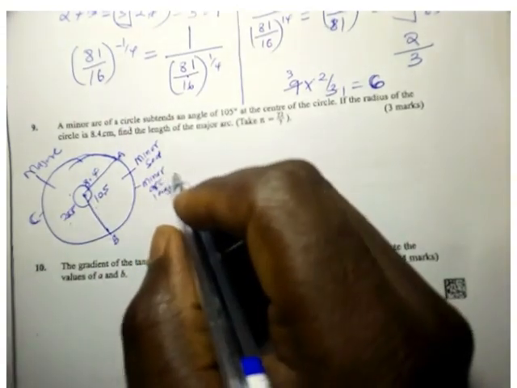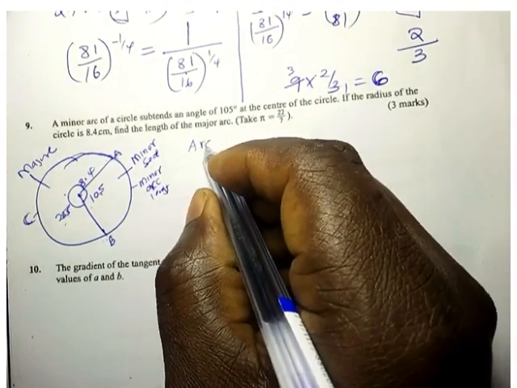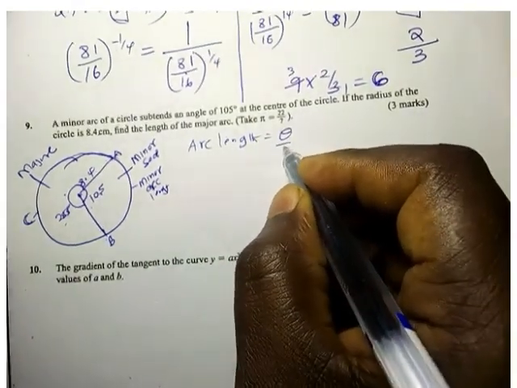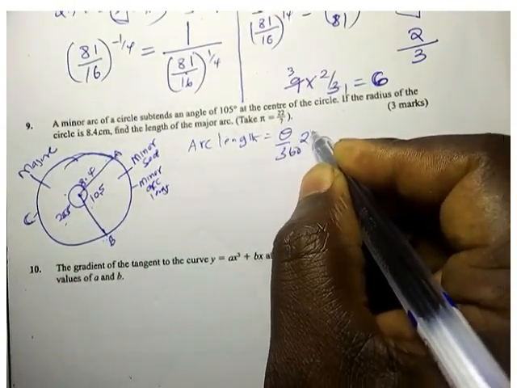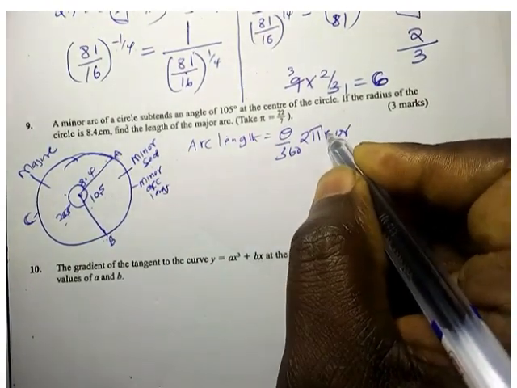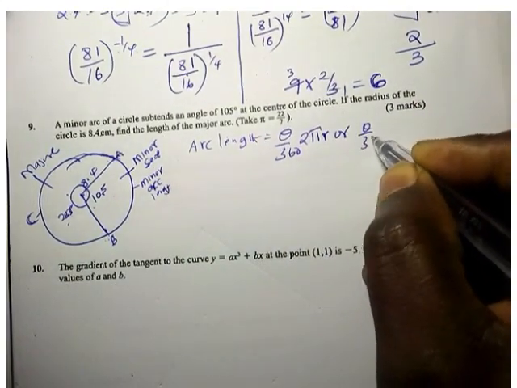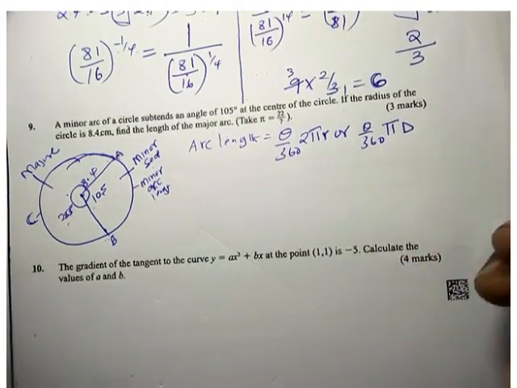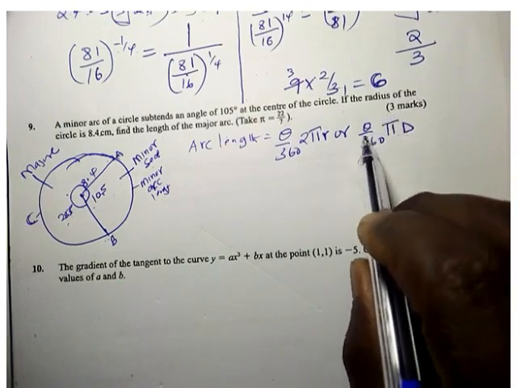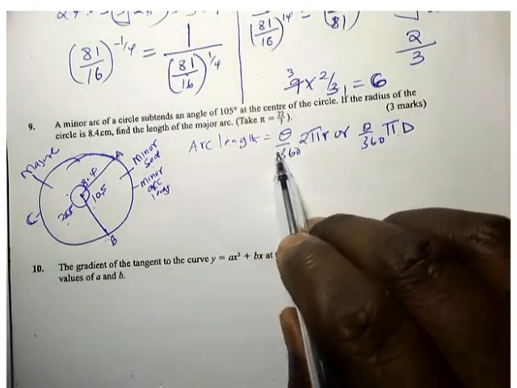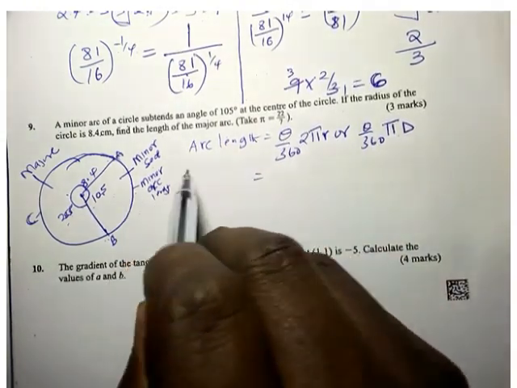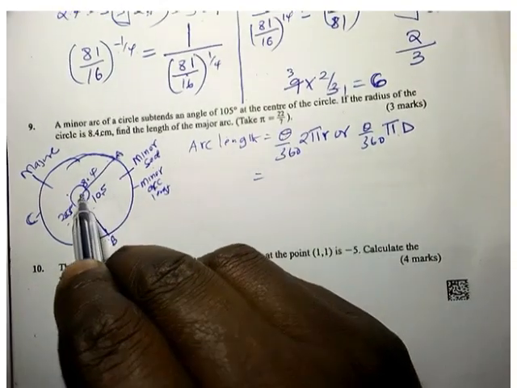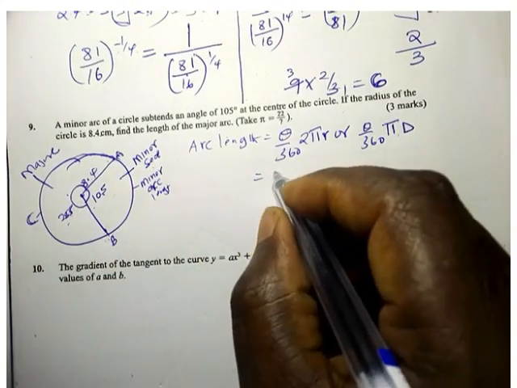So then you need to know the formula. Arc length is equal to theta over 360 times 2 pi r, or theta over 360 times pi d. If you have the diameter, you can use this one, but now we have the radius, so we can use this one. Theta is the angle subtended at the center. So the angle subtended by the major arc is 255.